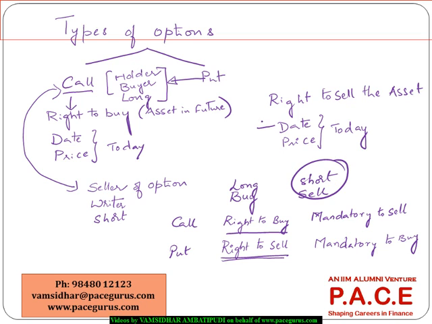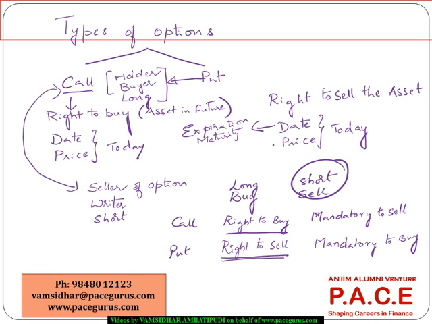The date on which the buying or selling, or the decision of the long position, can take place is what we call the exercise date, or the expiry date, or the maturity date. These are the various terms associated with it.